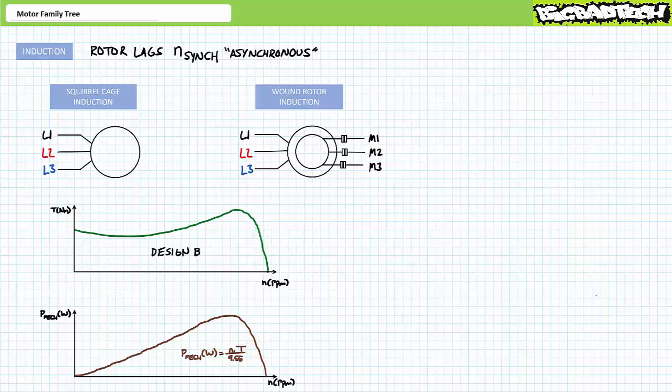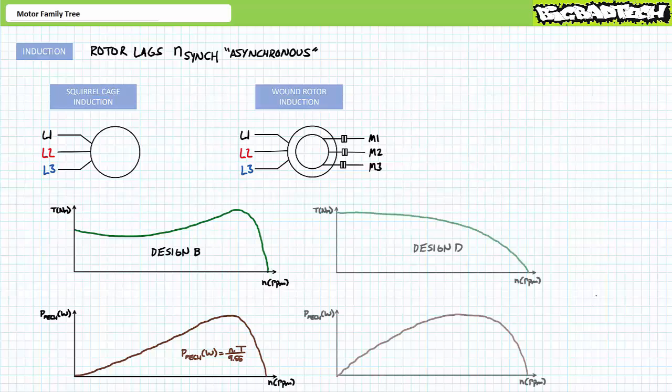I should mention the speed torque curve and mechanical power chart are meant to represent a general purpose Design B squirrel cage induction motor. Other speed torque profiles exist, the second most common being a NEMA Design D motor. Design D motors are designed for high inertia starts like a crane or a hoist. As evidenced by their speed torque curve, Design D motors produce high torque at low speeds.